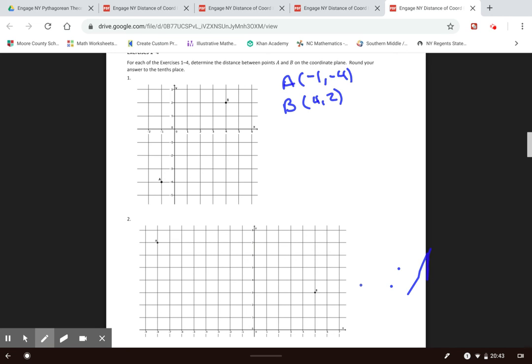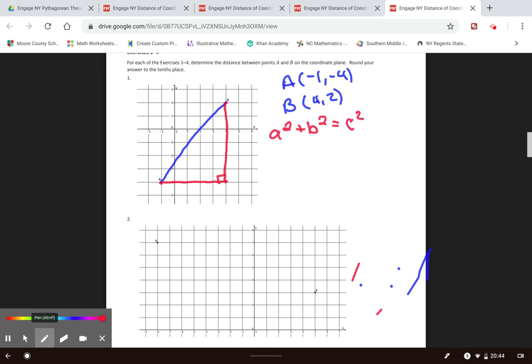So again, if I'm looking for my distance between A and B, this is a diagonal distance. So I need to construct a right triangle. And when I construct my right triangle, I'm going to use my a squared plus b squared equals c squared Pythagorean theorem to solve for that diagonal distance. So I extend a line this way, and I extend a line this way. When my two lines intersect, I have a right angle, which means I have a right triangle.